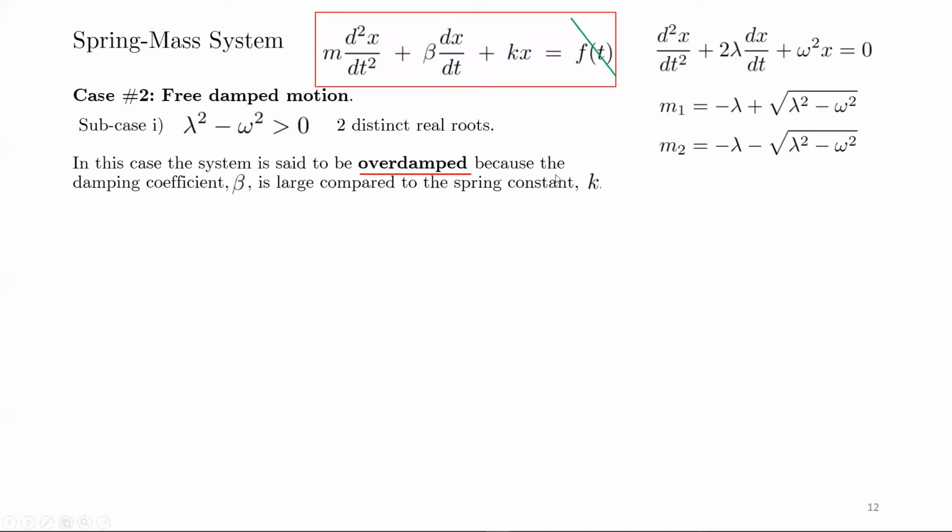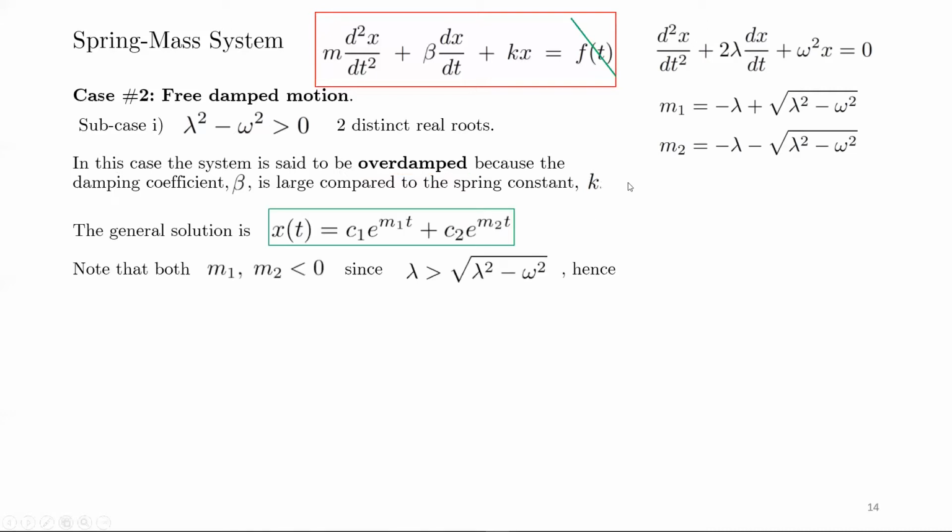The general solution then in this case, again, we get two distinct real roots. And so the general solution is x of t, the extension of the spring in time, equals some constant c1 times the exponential of the first root, m1 times t, plus c2 times the exponential of the second root, m2 times t.